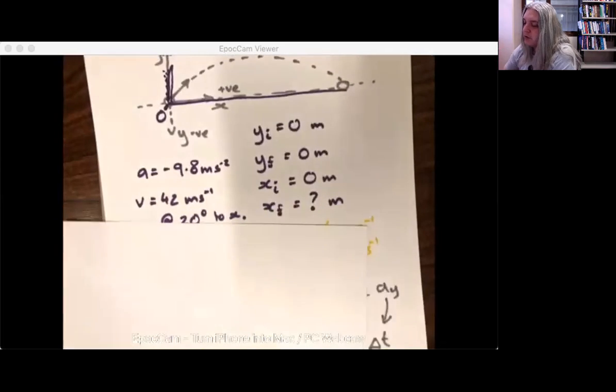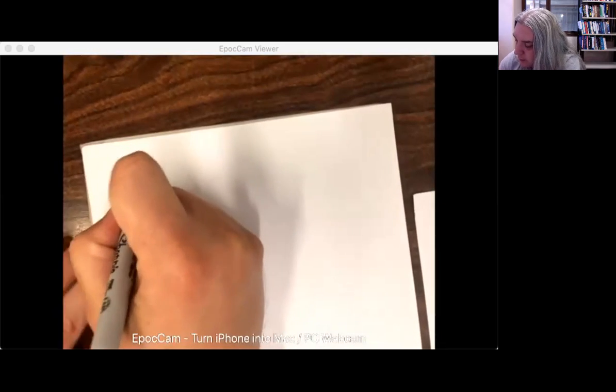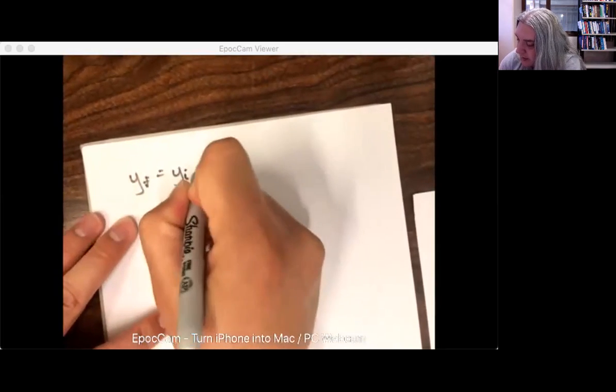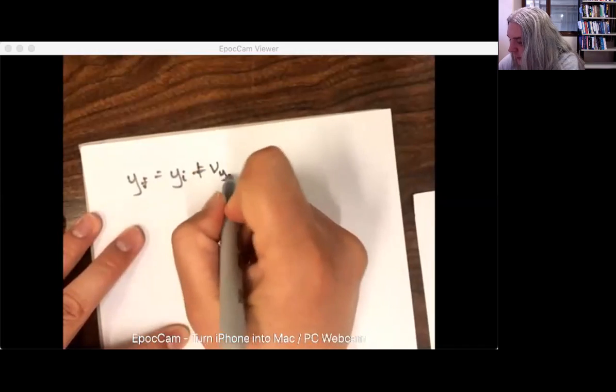There's a few different approaches, but what we're going to do is just write our kinematic equation for the vertical direction in terms of everything we know. So we know that y final, this is just the kinematic equation, y final equals y initial plus the initial velocity in the y direction.